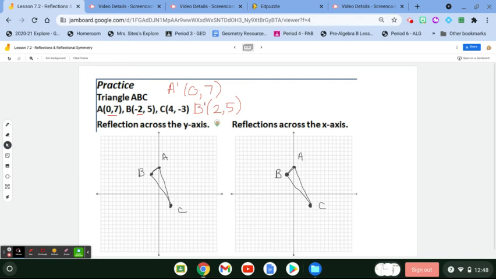And for C prime, -3 stays the same, but I have to go to -4. So -4, -3 for C prime. So let's graph those ones. So here's A prime, and yes, it's the same because we're on our line of reflection. For B prime, 2, 5, it would be right here. And for C prime, it would be here.